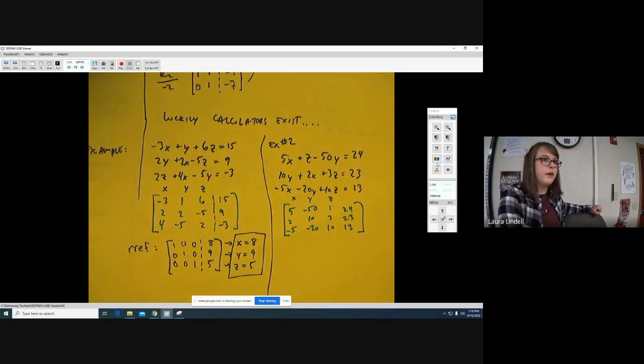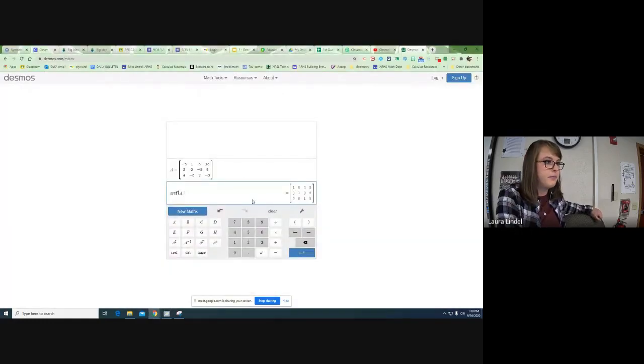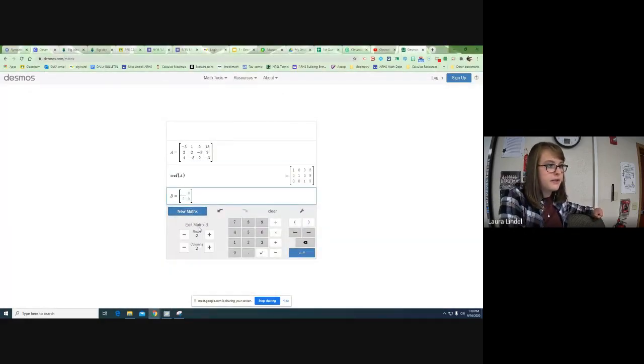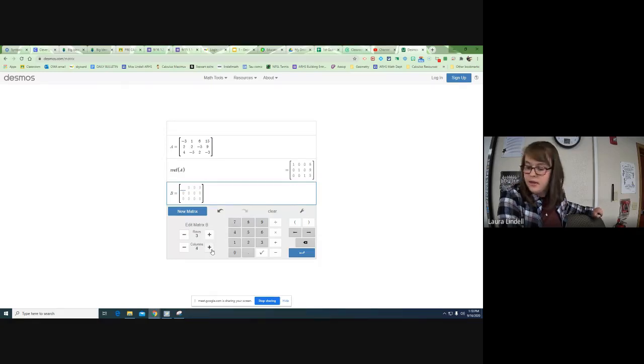So I'll jump over and do this one on Desmos, for those of you working with Desmos. We'll go new matrix. We want 3 rows and 2 columns. Then our top row is going to be 5. There you go, Eduardo, you got it. Negative 50, 1, 24. Then we should have 2, 10, 3, 23. And then negative 5, negative 20, 10, 13. And then we hit enter.